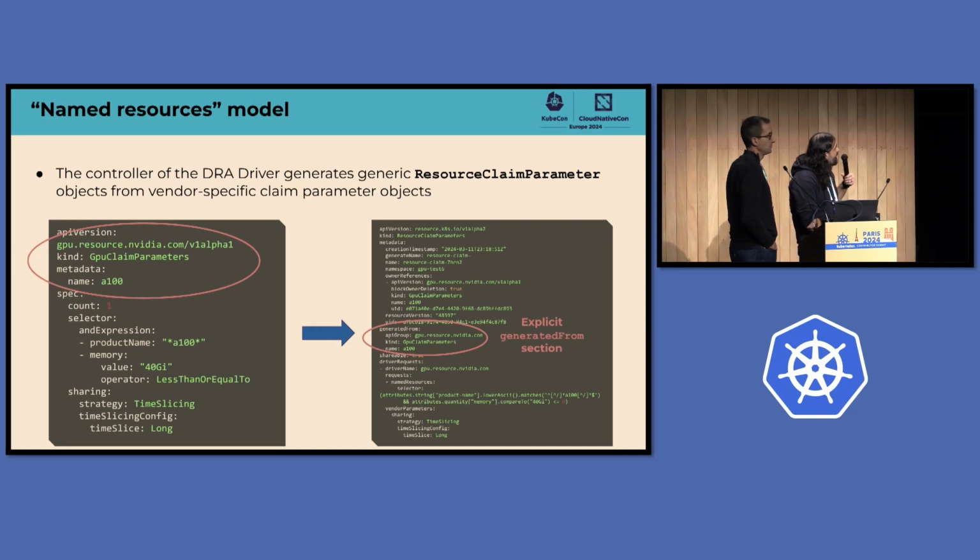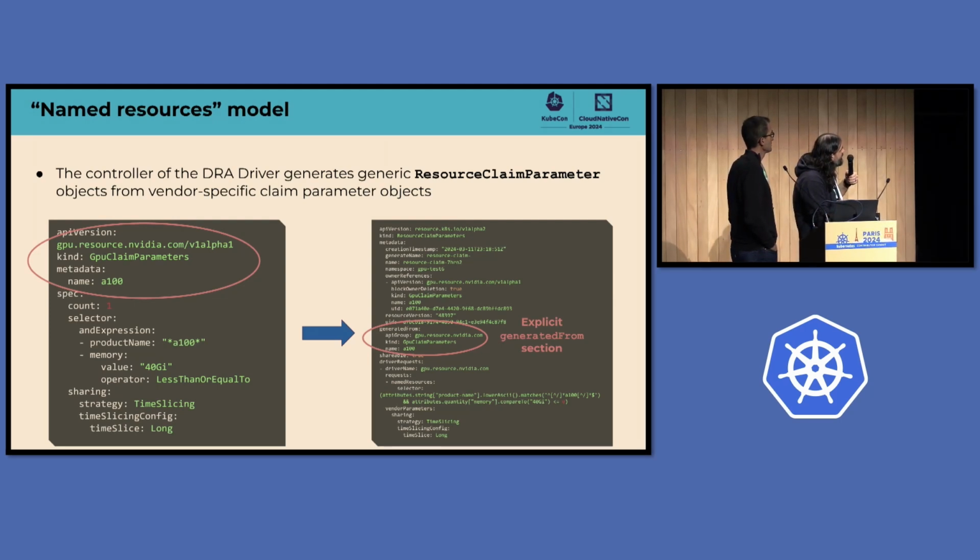In the example I'm showing here, we would have a controller for our DRA driver that, instead of just using this vendor-specific claim parameters object directly, generates an in-tree object which we've now added as part of the structured parameters model for resource claim parameters. Your vendor-specific resource claim parameters gets converted by your driver controller into this in-tree resource claim parameters, so that it's a standard format that the scheduler can actually use to make its decisions.